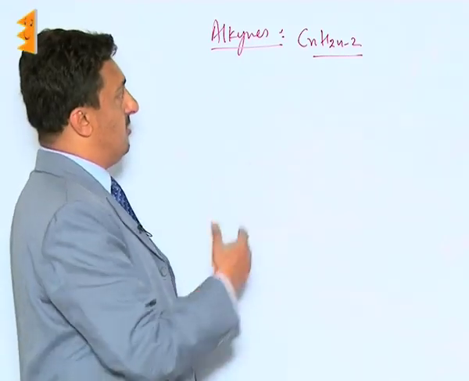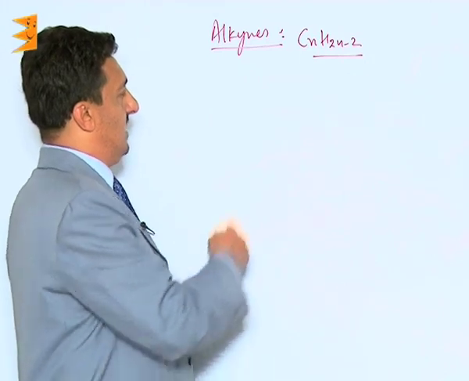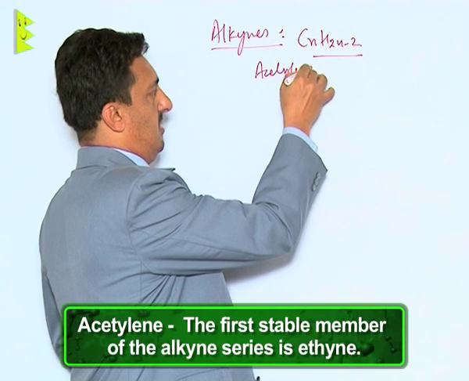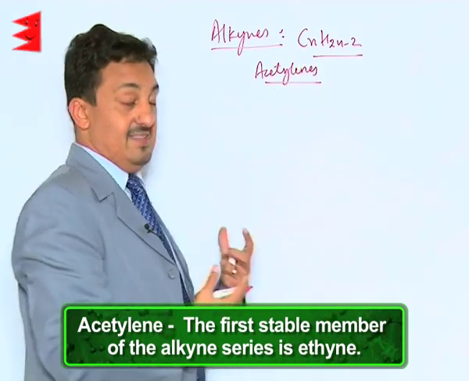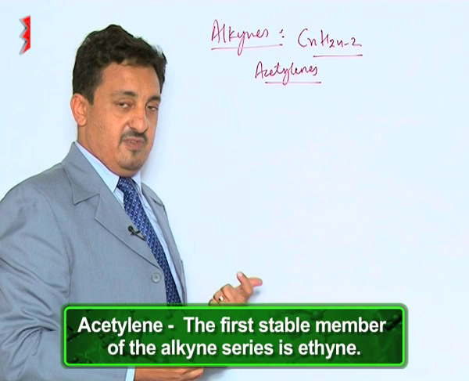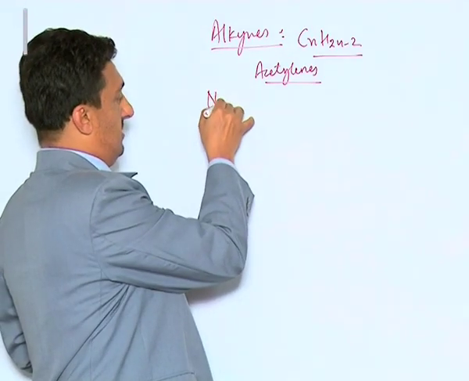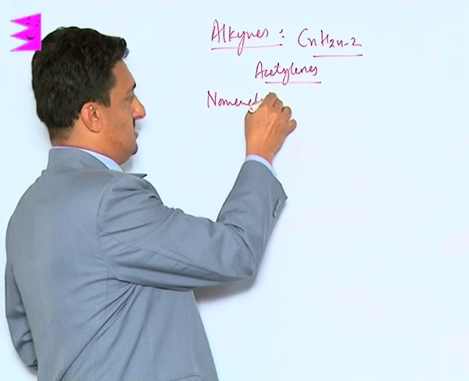What is most important to note in this is that they are commonly called acetylenes or derivatives of acetylene, because acetylene is the first alkyne which we have, C2H2. Now let us see first their nomenclature.